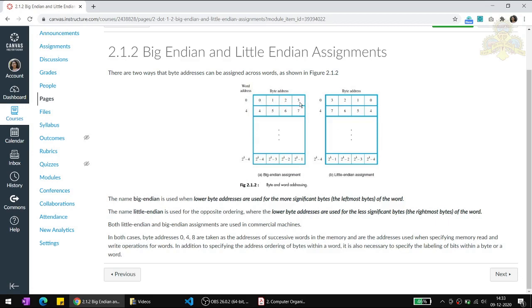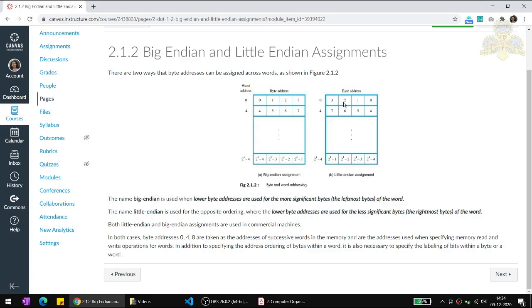Now in the big Endian system, how you have to do assignment is like this: the left side is called MSB, and the right side is called LSB, least significant byte, and this is most significant byte. In big Endian system you have to use lower byte address for MSB. Remember this. Okay. Now what is little Endian?